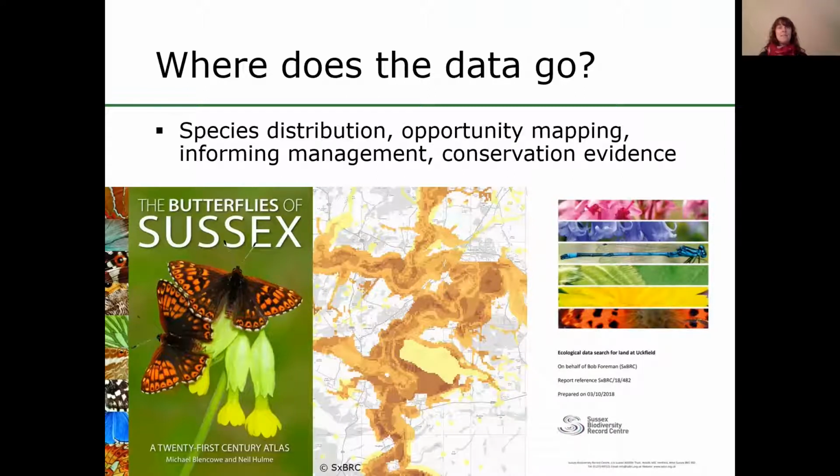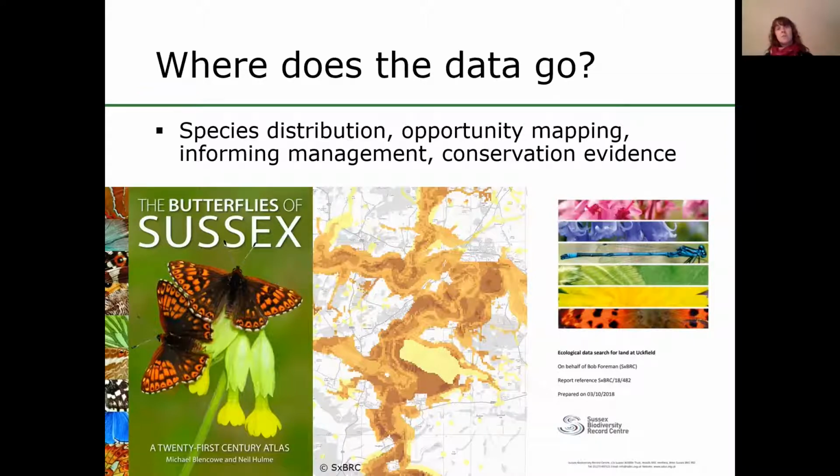So where does the data go? As I said, it's held by Sussex Biodiversity Record Centre, but that data is made available for lots of people to use. There's just a few examples here for you. That data is used to inform things like the wonderful butterflies of Sussex, the birds of Sussex, the plants of Sussex, the dragonflies of Sussex, all these species atlases that we're working on. Those in turn are informing conservation activity, so they're really important.